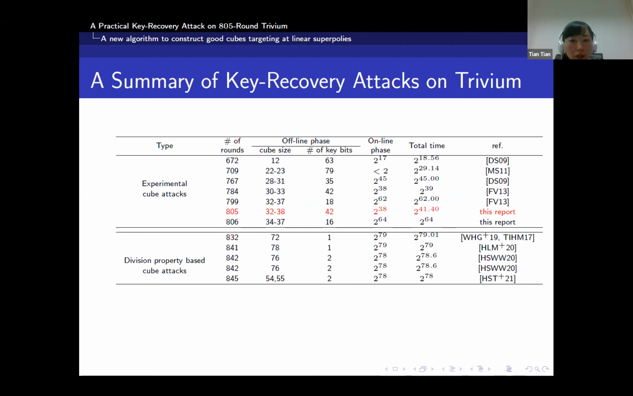This is a summary of the experimental cryptanalysis and division property based cryptanalysis. And we can see that for experimental cryptanalysis, the complexity is low, while for division property-based cube attack, the number of rounds is very high.